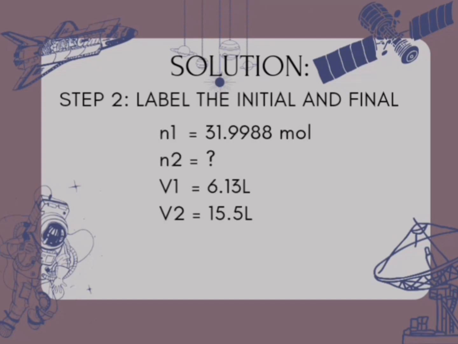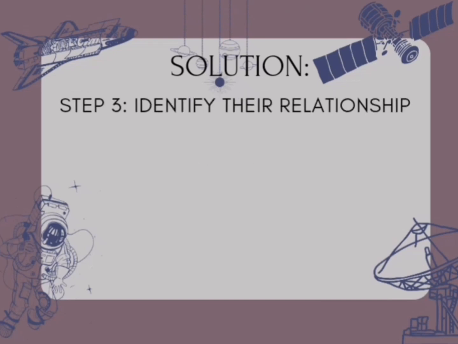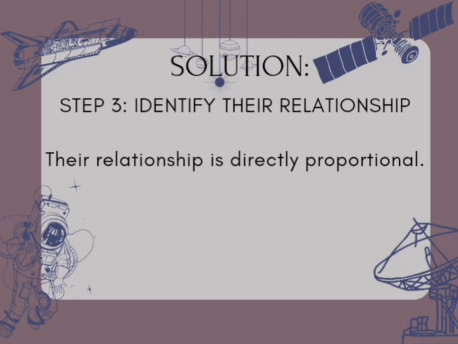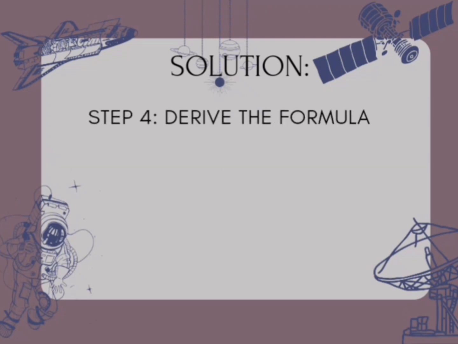N1 is 31.988 moles, and the volume that corresponds to that, which is V1, is 6.13 liters, V2 is 15.5 liters, and our goal is to calculate N2. Step 3. Identify the relationship. The relationship is directly proportional. Step 4. Derive the formula.